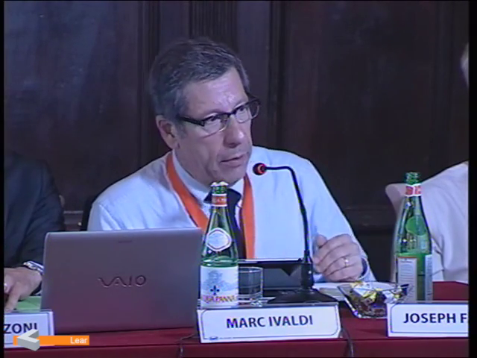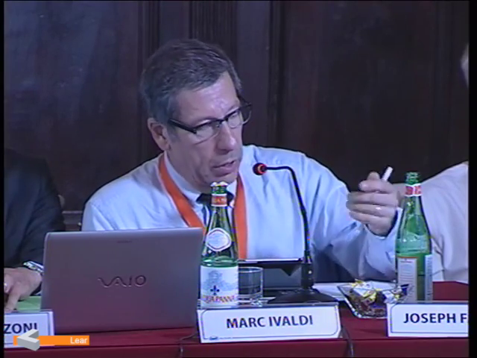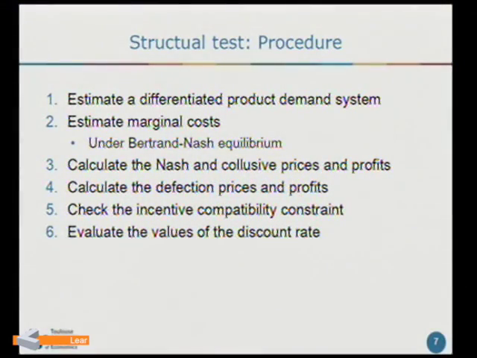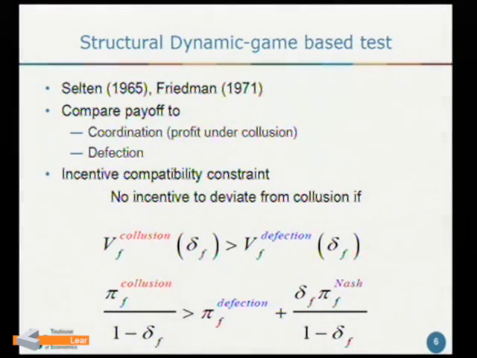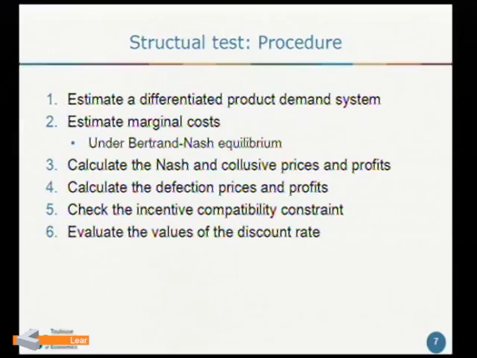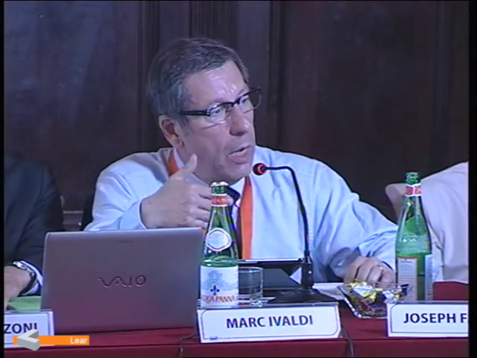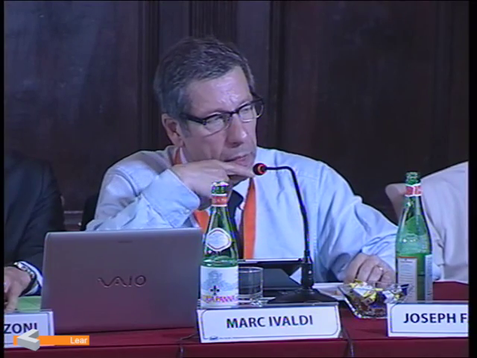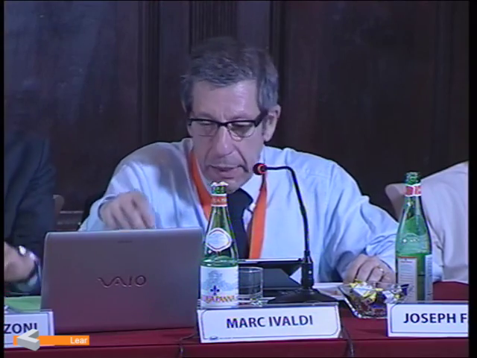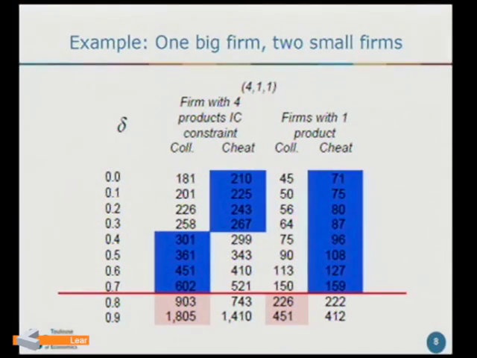We can also calculate the price and the profit for defection, in the sense that when there is defection, the firm will get all the profit. And so we can check whether the condition is satisfied and for which discount rate. If we obtain discount rates that are meaningful, in the sense that they correspond to the business, then we can say that the test is realistic. It's very interesting to see what we can get with this test.